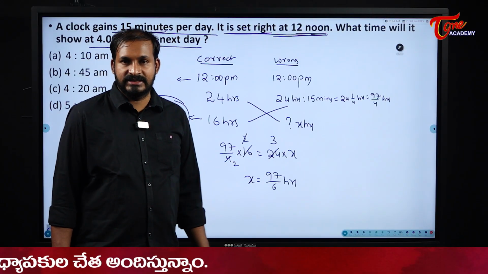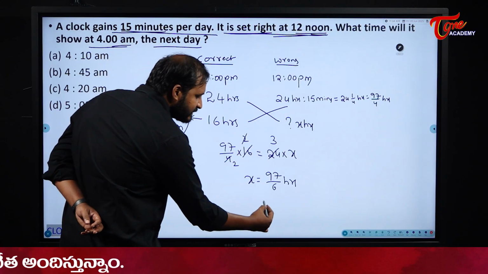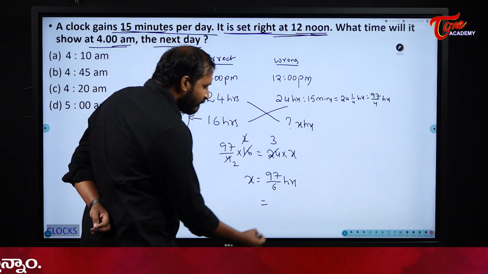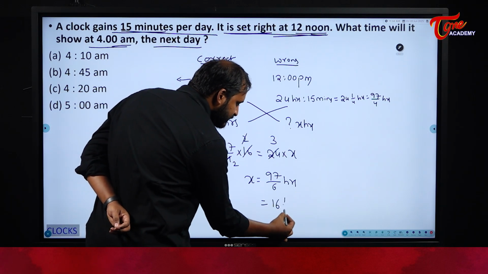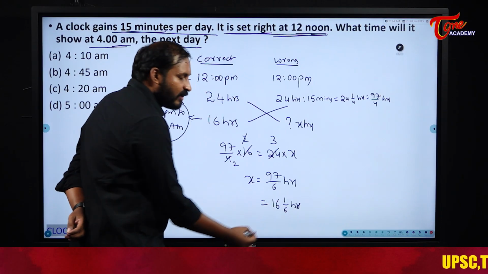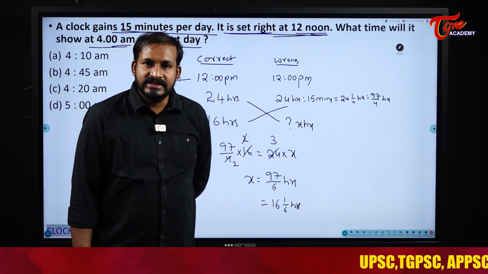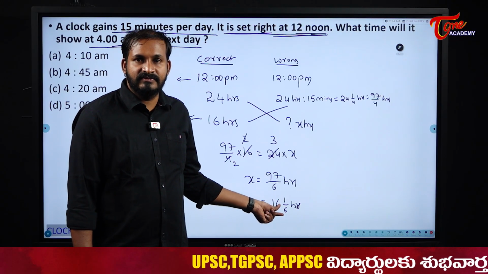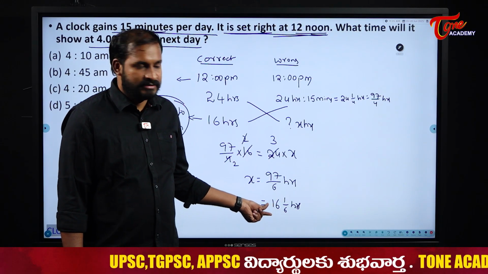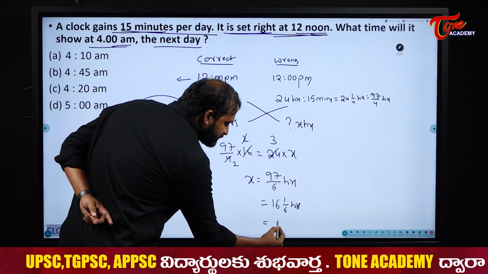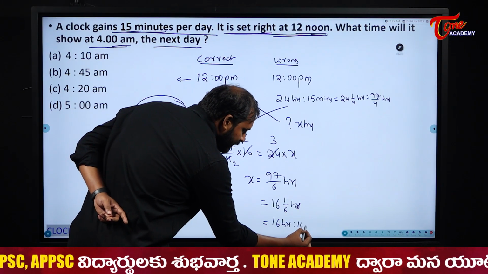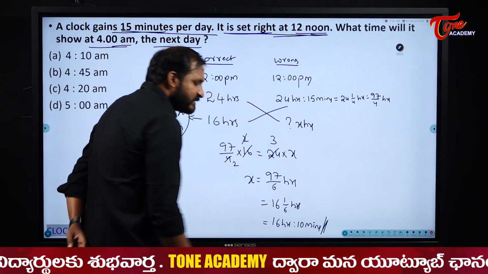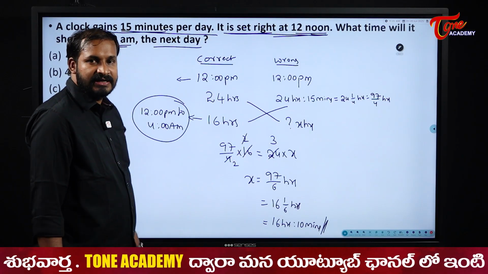97 by 6 hours. What does it become? 97 by 6 will become 16 1 by 6 hours. 1 by 6 means what, students? 1 by 6 means 10 minutes. So that means, can I write this as 16 hours 10 minutes? Yes, I can write it as 16 hours 10 minutes.